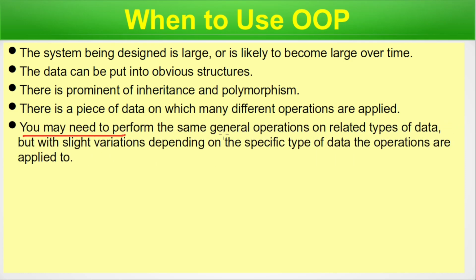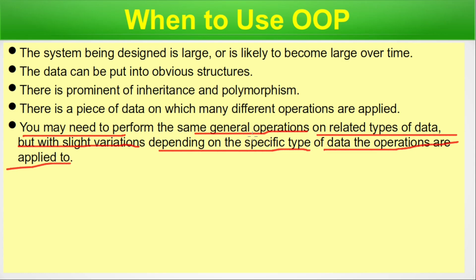You may need to perform the same general operations on related types of data, but with slight variations depending on the specific type of data the operations are applied to. So again, let me bring the previous example here. There is a class, and there the class test is going on. Okay. Slight variation is what?